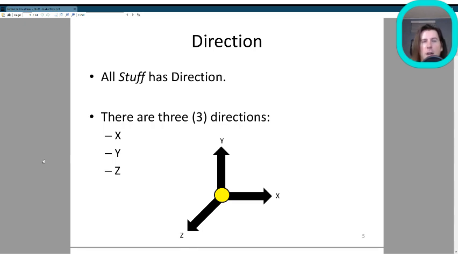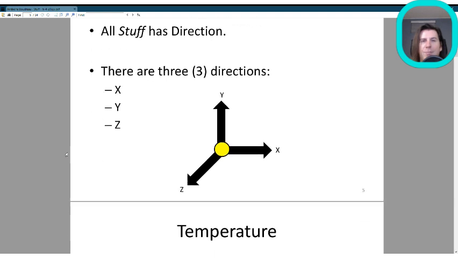Anyway, direction. All stuff has direction. There are 3 directions, X, Y, and Z. And the stuff can move in those directions. There's also negative X, negative Y, and negative Z. Not to be confused with charge. It's just denoting, is it coming into the screen or is it going out of the screen? If you know how to 3D model, it's going to get fun for you.